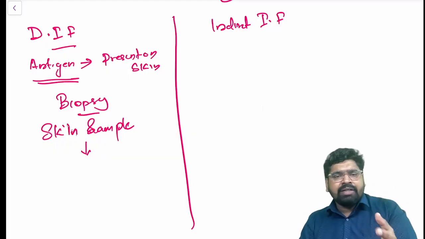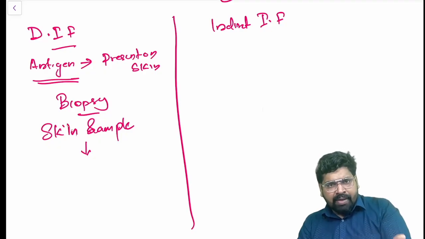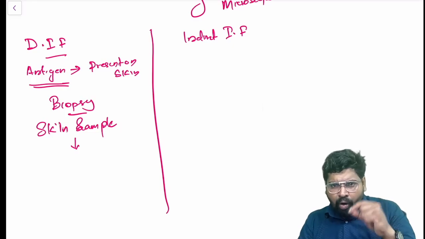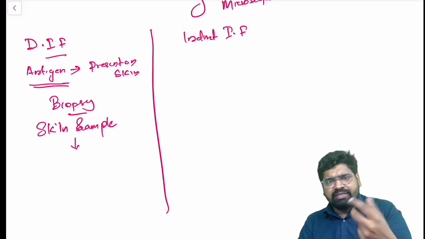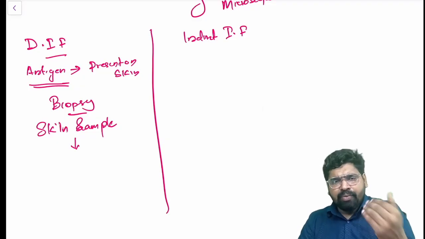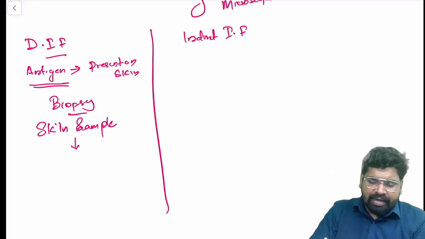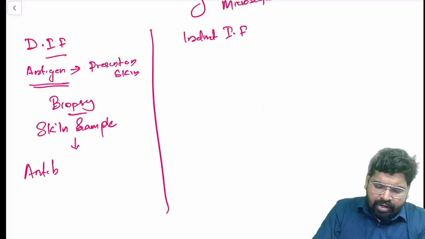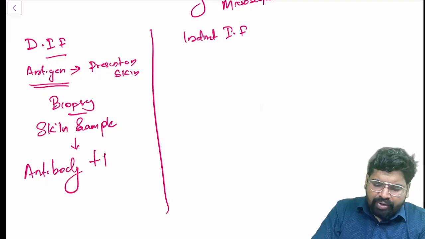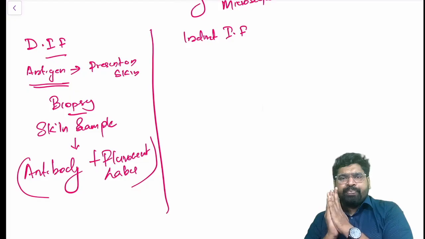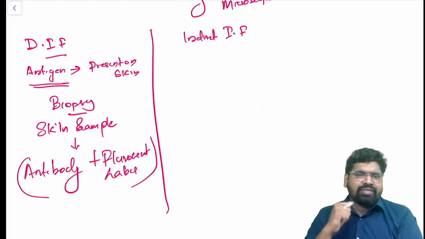I took a skin sample. Now I will put an antibody against this disease. This antibody will have a fluorescent label. So I took the skin sample, and I took the antibody with the fluorescent label.